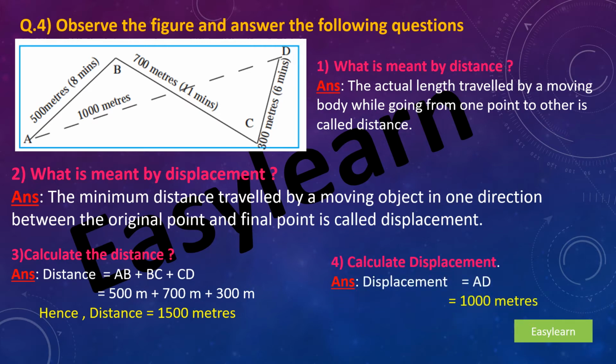Calculate the displacement. Now displacement is the minimum distance. So displacement is AD, that is 1000 meters.